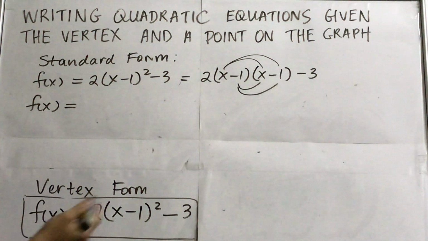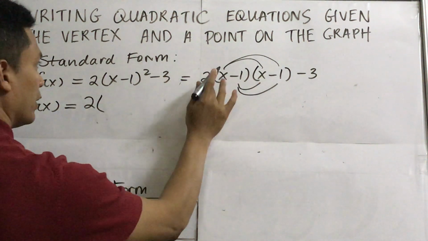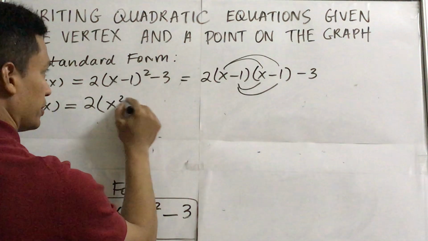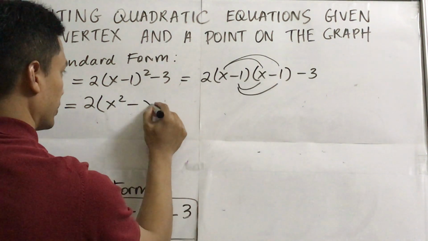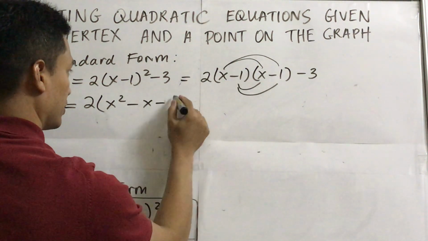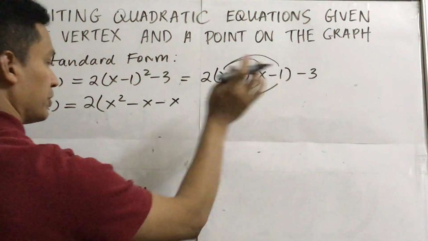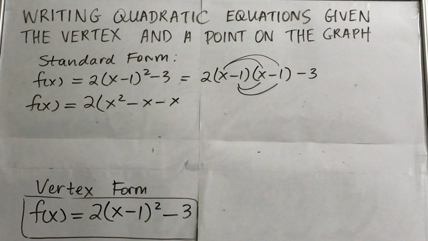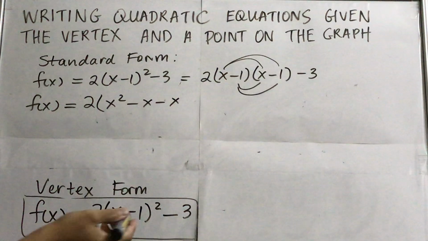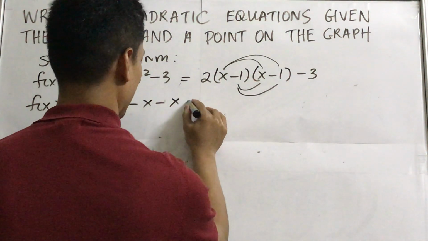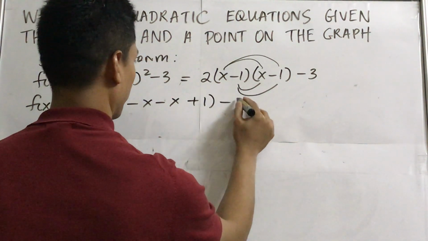And so what we're going to have is x times x, x squared, x times -1 minus x, -1 times x minus x, -1 times -1. Is it a positive 1 or a negative 1? It's a positive 1. And don't forget the minus 3.